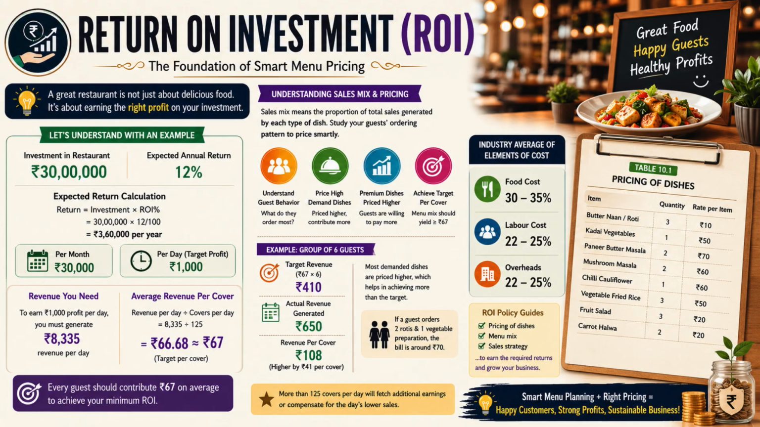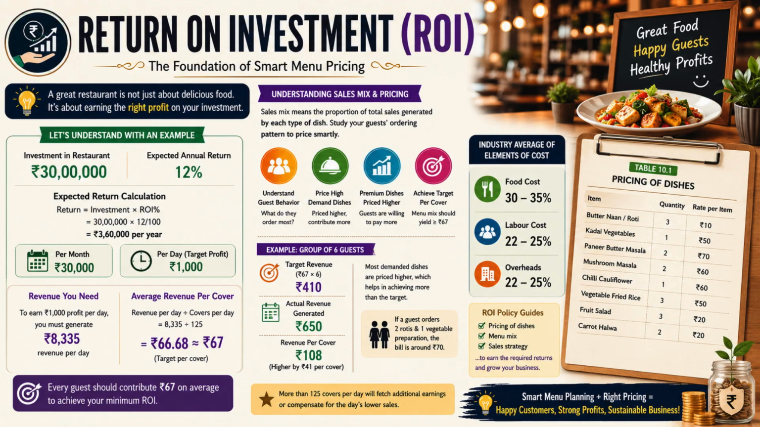Let's understand with a simple example. Suppose you've invested 30 lakh rupees to open your restaurant. After analyzing the market, you decide that your business should earn a minimum annual return of 12%. That means, for every 100 rupees invested, your business should generate 12 rupees as a return. So, a 30 lakh rupees investment should generate 360,000 rupees every year as profit. Breaking that down further, that's about 30,000 rupees every month, or nearly 1,000 rupees every single day.